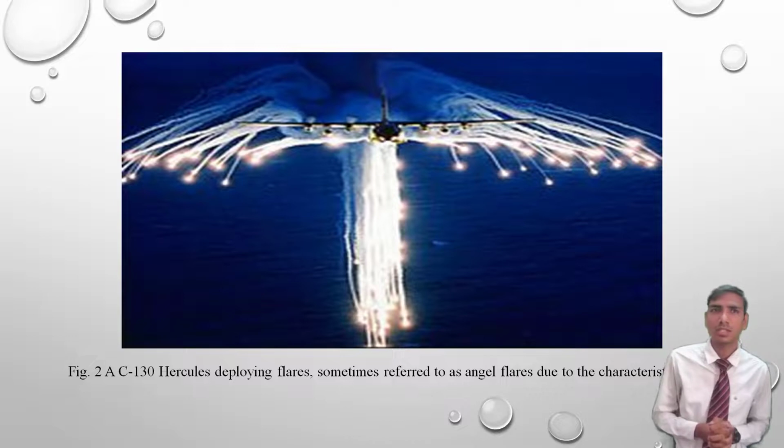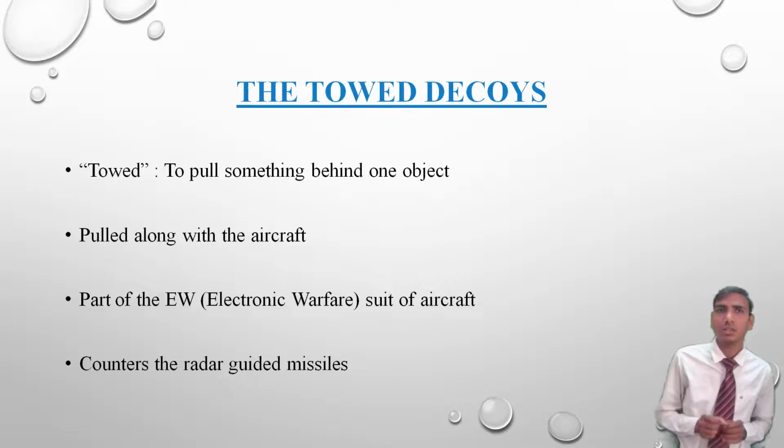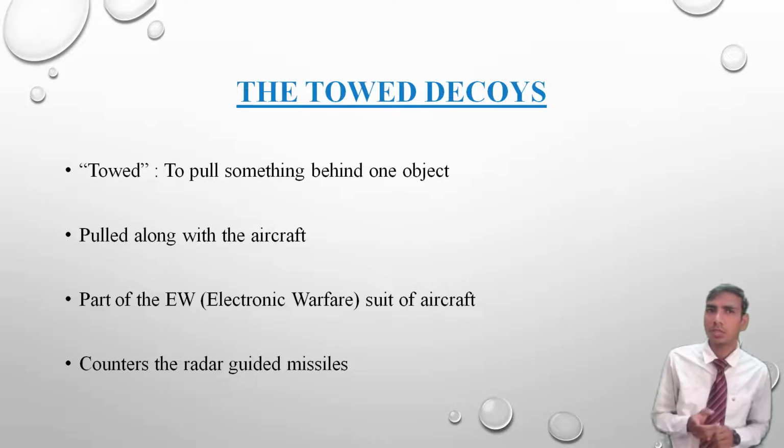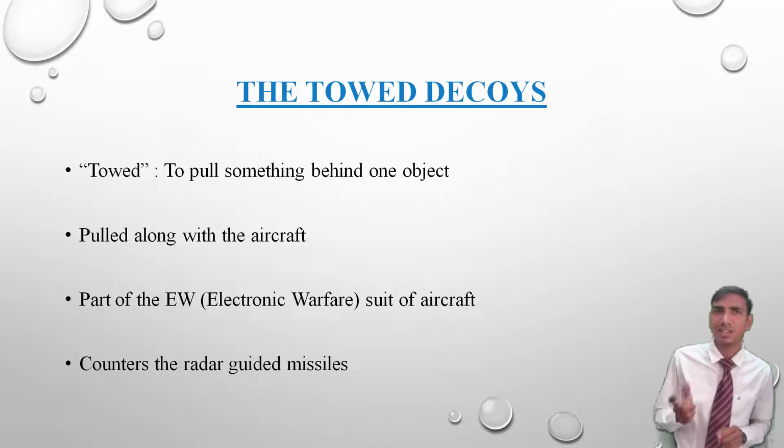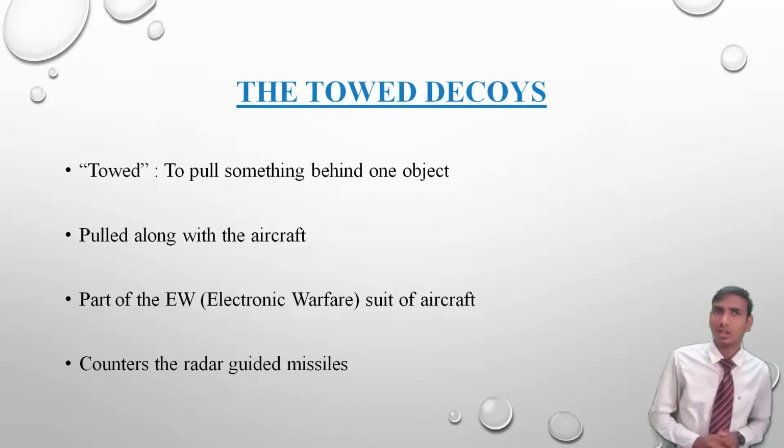Modern decoy flares have their emission spectrum optimized to also match the radiation of the engine exhaust of the aircraft. Now, the towed decoys. Decoy means a thing that intends to attract someone by deceiving them, and the term towed means to pull something behind one object. So basically, towed decoys are pulled along with the aircraft, and that decoy will be part of the EW suite of the aircraft. This is a countermeasure basically for the radar guided missile.